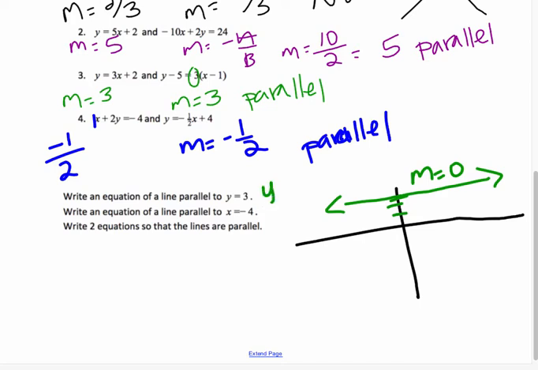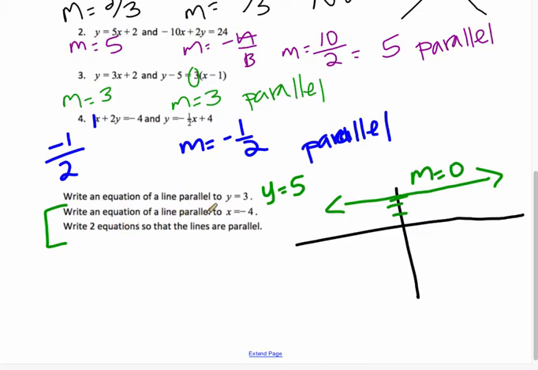Well, how about y equals 5? Or y equals negative 3? Or y equals 0? Or y equals 6? Okay, it could be anything. Y equals any number where the slope is 0. All right, so then I want you to do these two and have them prepared in class, please.